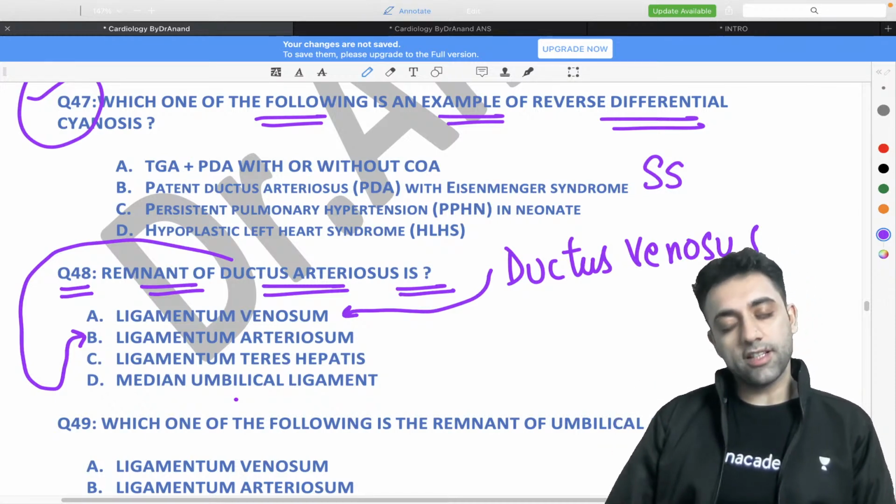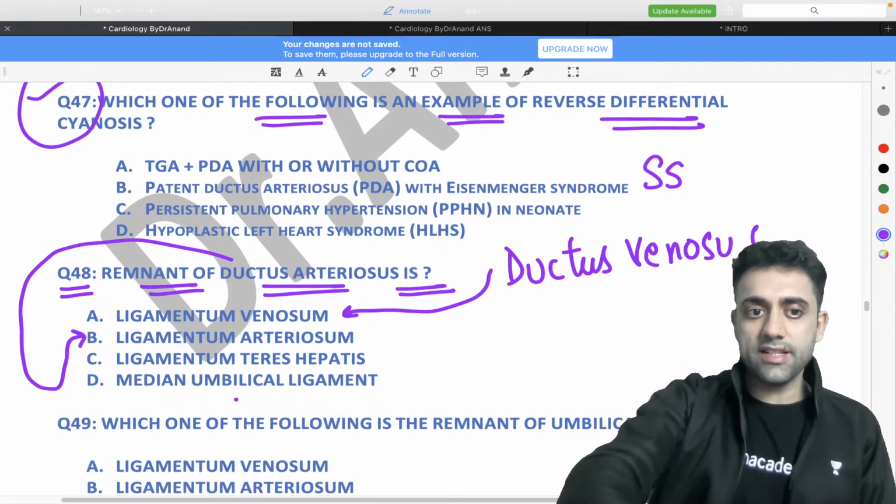Okay, so the remnant of ductus venosus is ligamentum venosum. The remnant of ductus arteriosus is ligamentum arteriosum. It's a very simple question.